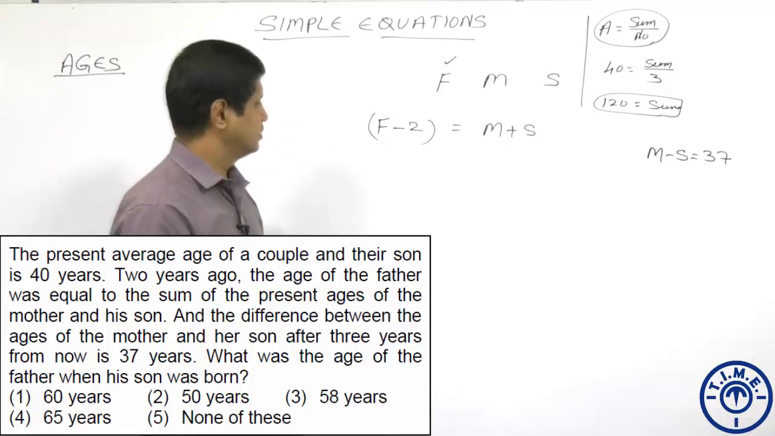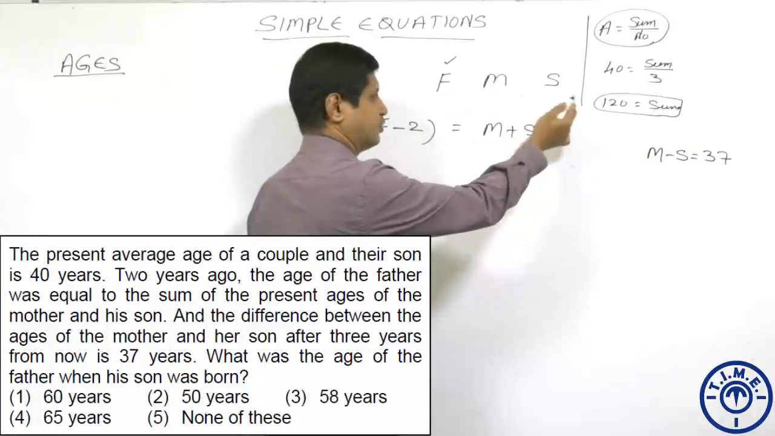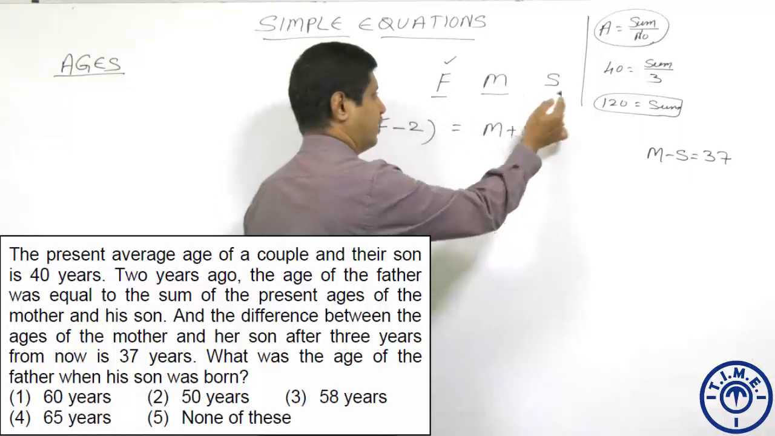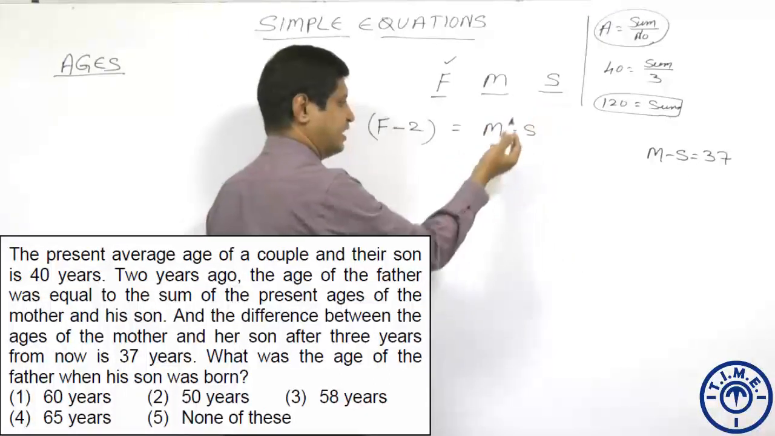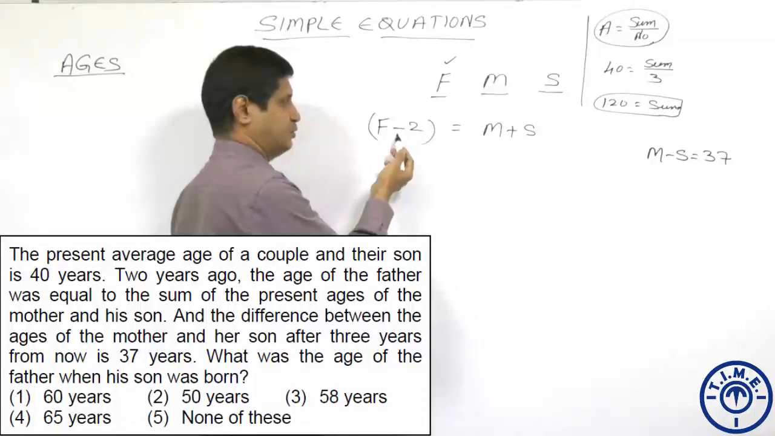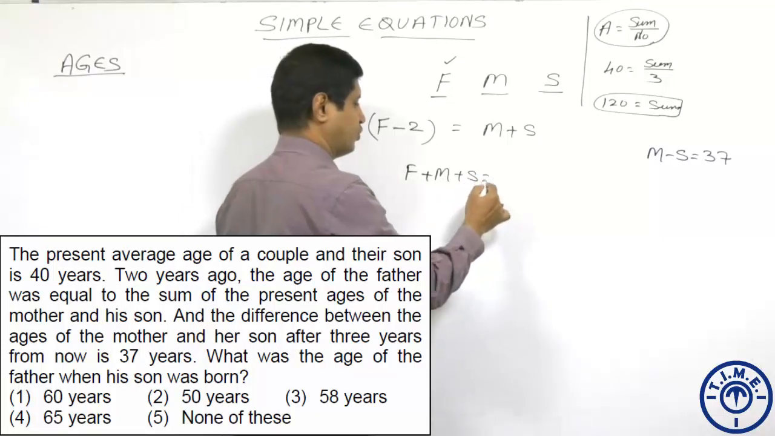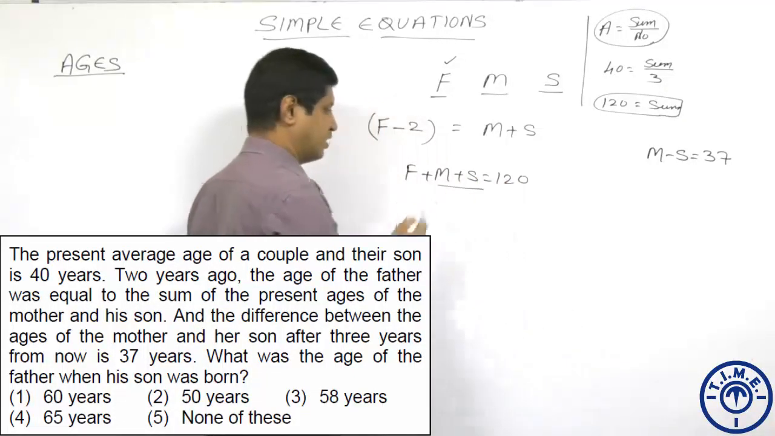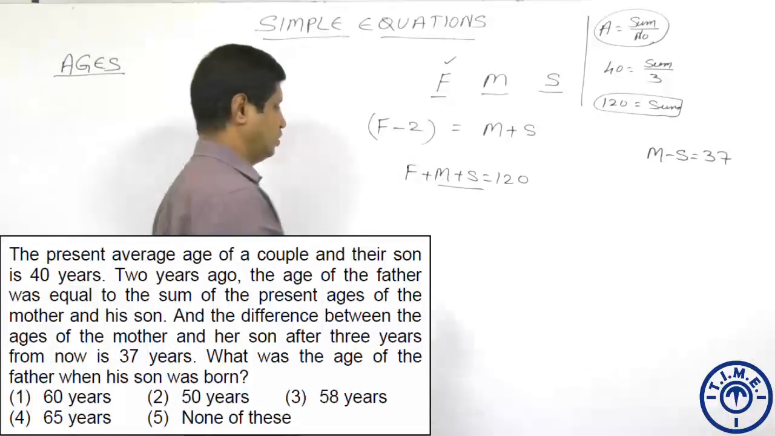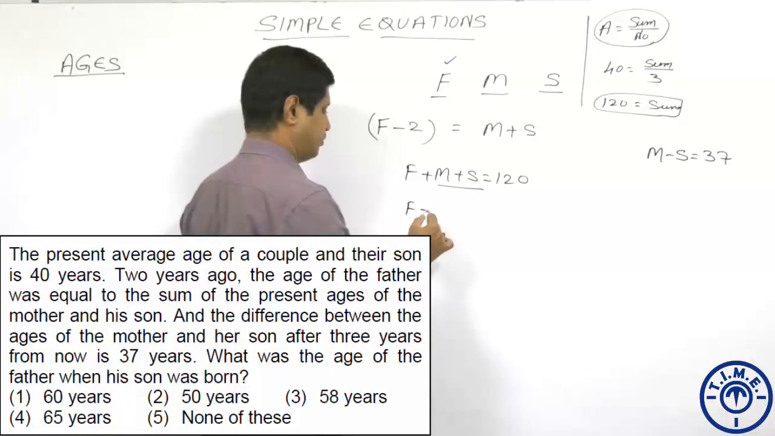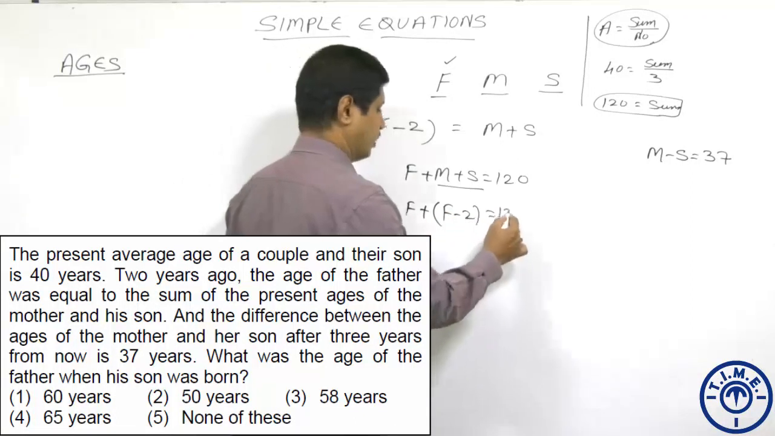Now solving this, the sum of all these values is equal to 120. When you add all these three, what do we get? 120. Now in place of M plus S, substitute F minus 2. So F plus M plus S is equal to 120. In place of M plus S, just substitute F minus 2. And what is the result? F plus F minus 2 is equal to 120.